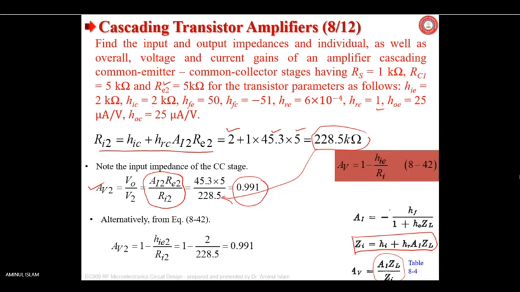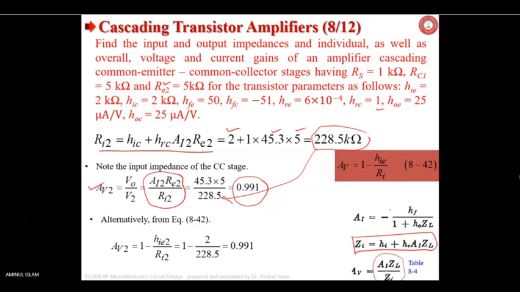Using equation 8-42, which we have derived earlier, you can also calculate and you will get the same value, 0.991. AV2, that is the voltage gain of Q2, is 0.991. Okay? In both ways you get the same value.